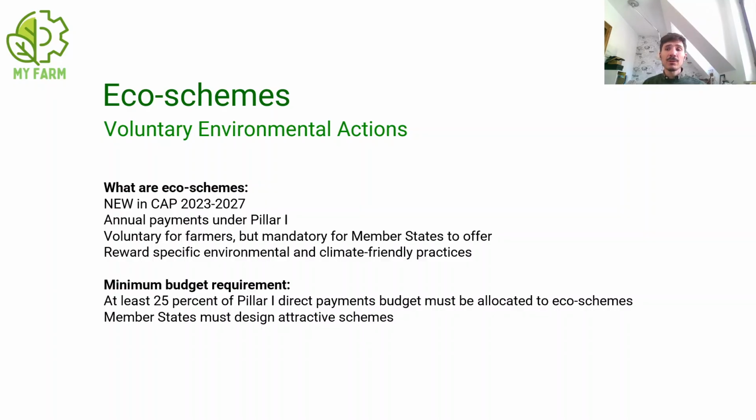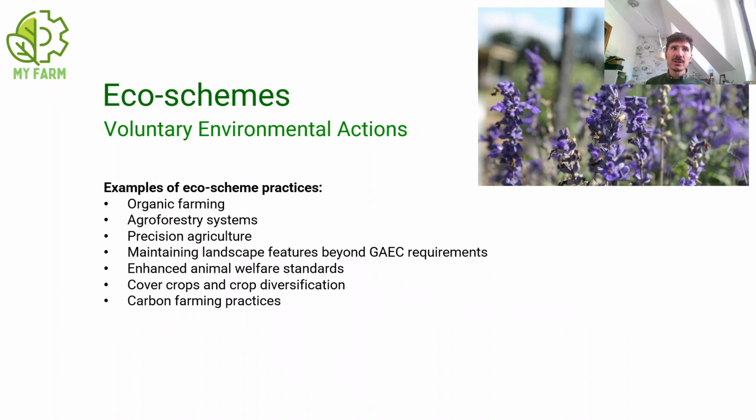There are also financial targets, because 21% of Pillar 1, so the direct payments budget, must be allocated to eco-schemes. So once again, this is called ring fencing. Ring fencing is when you allocate a fixed amount of resources to specific objectives or types of interventions.